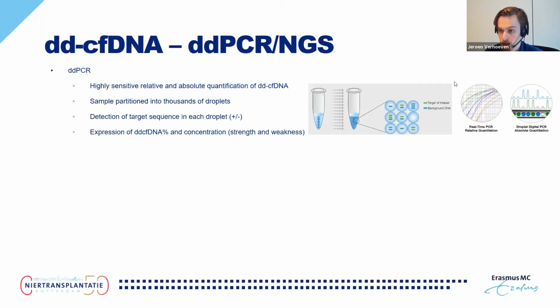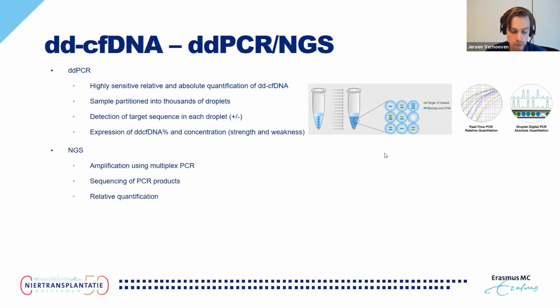And after this PCR, in the droplets, the amount of donor-derived cell-free DNA can be detected, or cell-free DNA from the recipient, or no cell-free DNA. So in each droplet, cell-free DNA can be quantified. Based on that, cell-free DNA can be expressed either as a percentage, meaning a percentage of the total amount of cell-free DNA, or as a concentration, and both have strengths and weaknesses.